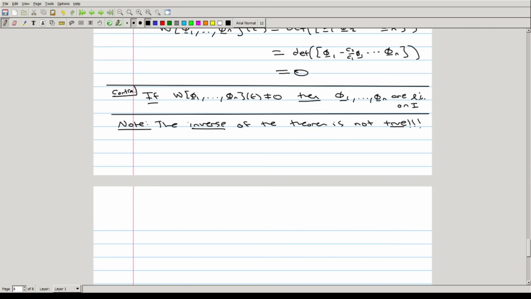So for a great example of this, just consider the functions phi1 of t is equal to the vector valued function t squared, 2 times t, and phi2 of t is equal to t times the absolute value of t, and absolute value of t plus t squared over the absolute value of t, for t in the interval from -1 to 1.